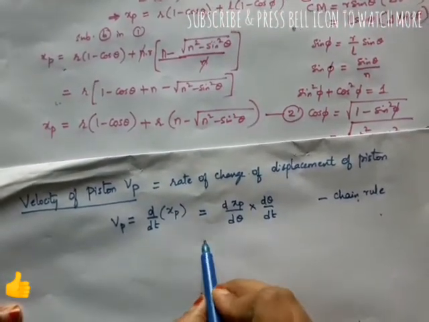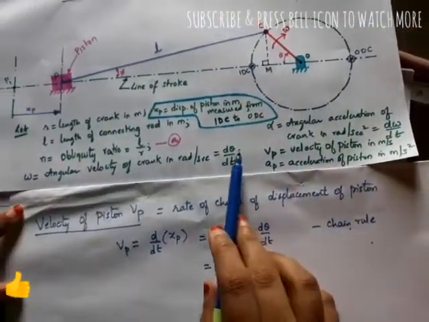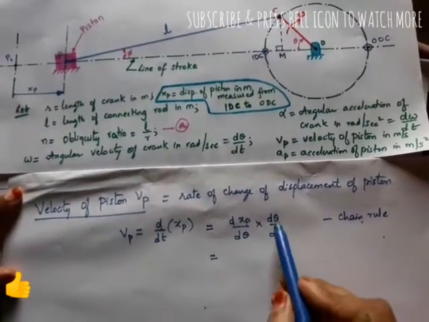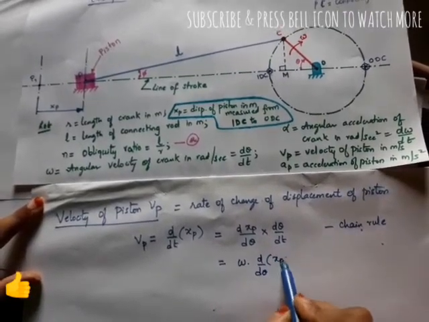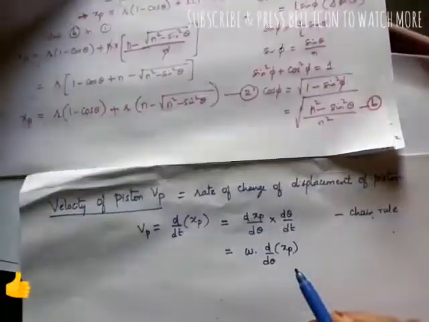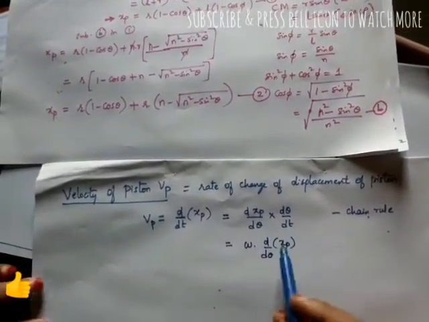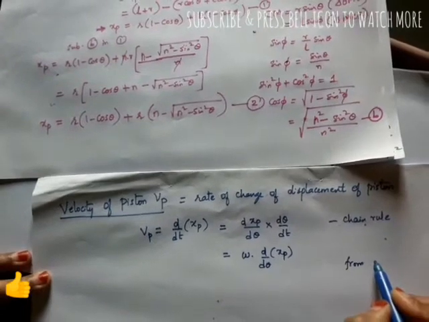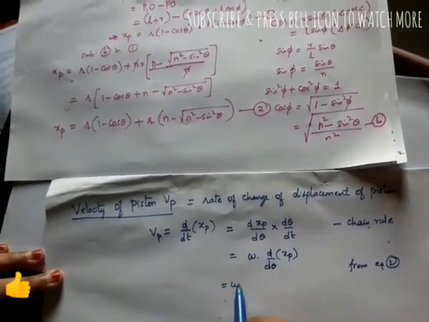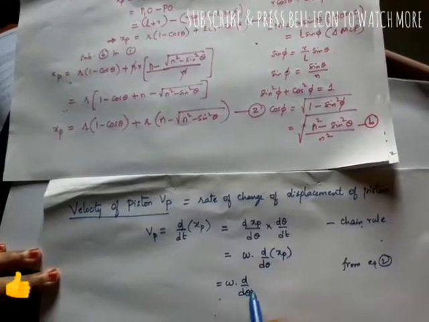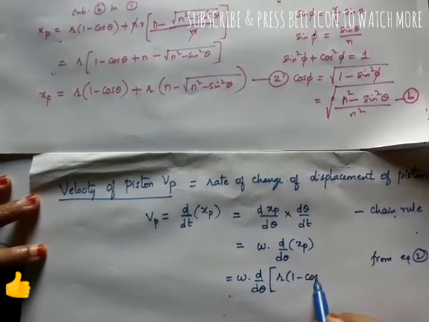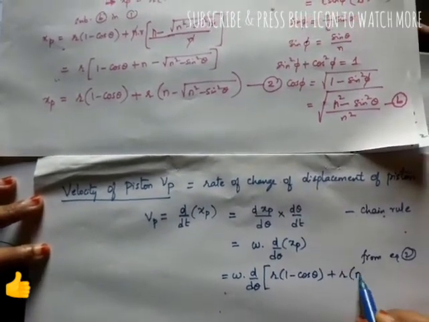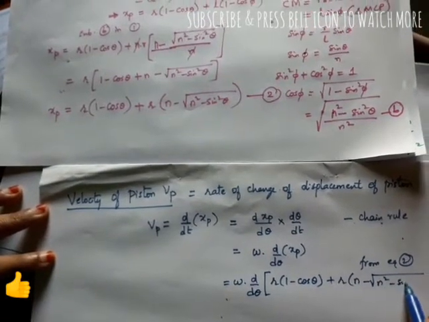Now I know d theta by dt is omega. So I am writing this as omega into d by d theta of xp. Now we have xp in terms of theta, so from equation 2 I am substituting what xp is: omega into d by d theta of r into 1 minus cos theta plus r into n minus root over n square minus sin square theta.